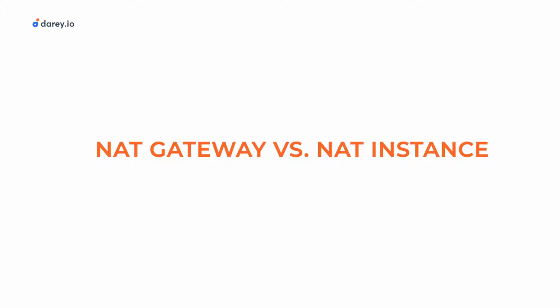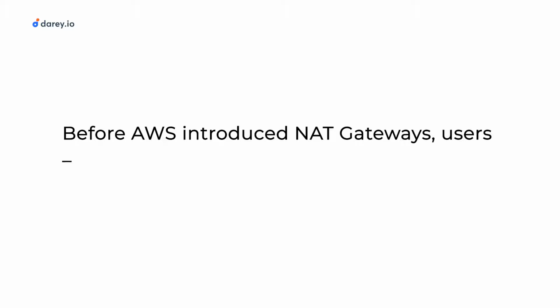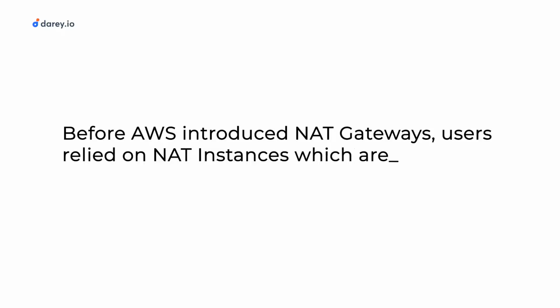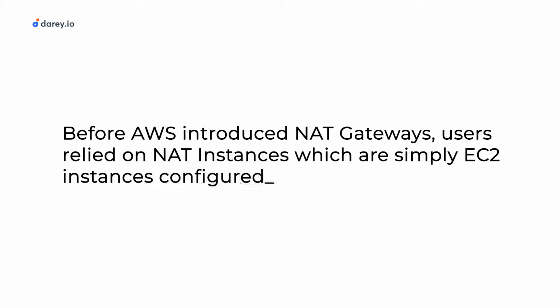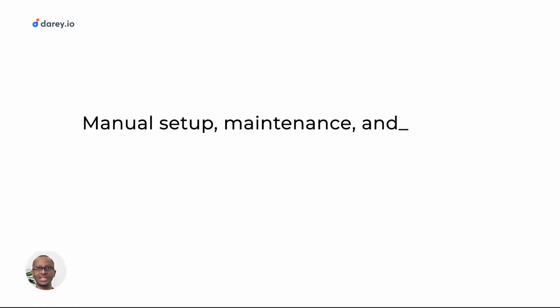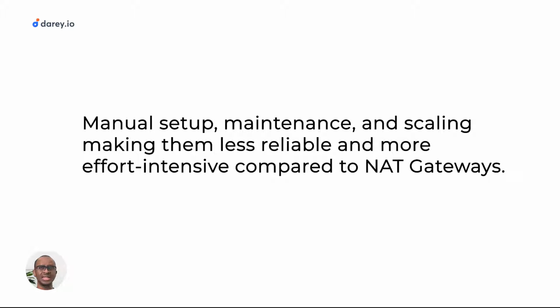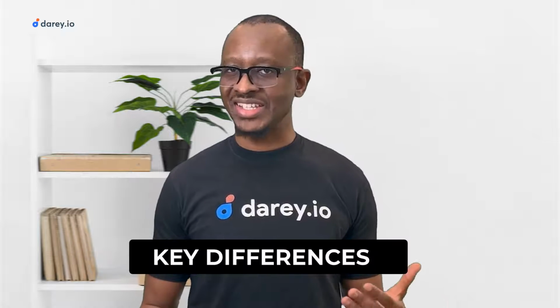NAT gateway versus NAT instance. Before AWS introduced NAT gateways, users relied on NAT instances, which are simply EC2 instances configured to perform NAT functions. However, NAT instances required manual setup, maintenance, and scaling, making them less reliable and more effort-intensive compared to NAT gateways. Let's look at the key differences.